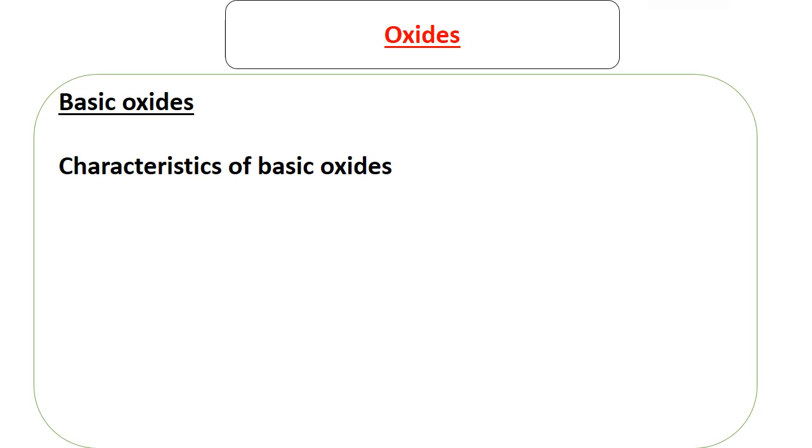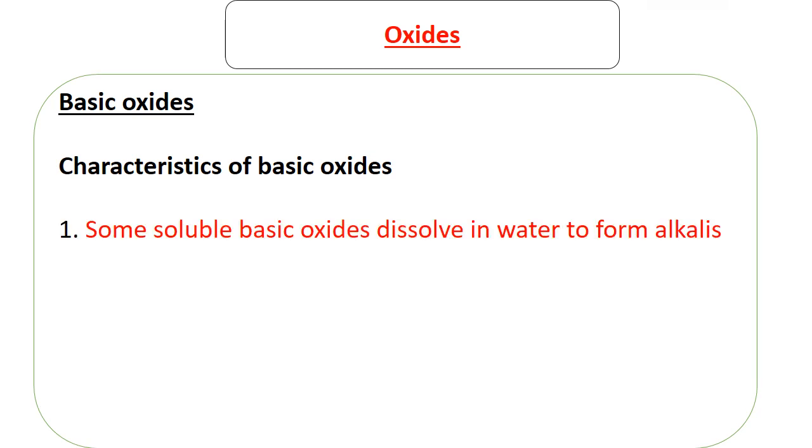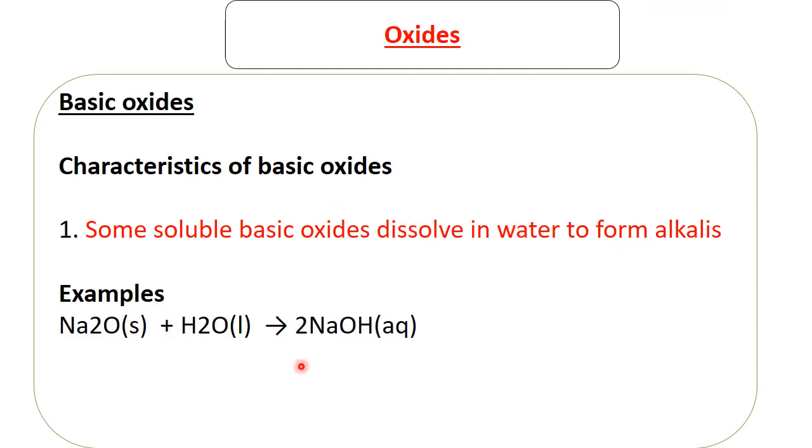So here are the characteristics of basic oxides. First, some soluble basic oxides dissolve in water to form alkalis. So basic oxides, even just from the definition, when dissolved in water, give you an alkali. Here's an example: sodium oxide, Na2O. Sodium oxide reacts with water to form sodium hydroxide, which is an alkali. We also have calcium oxide, which reacts with water to form calcium hydroxide, which is an alkali.